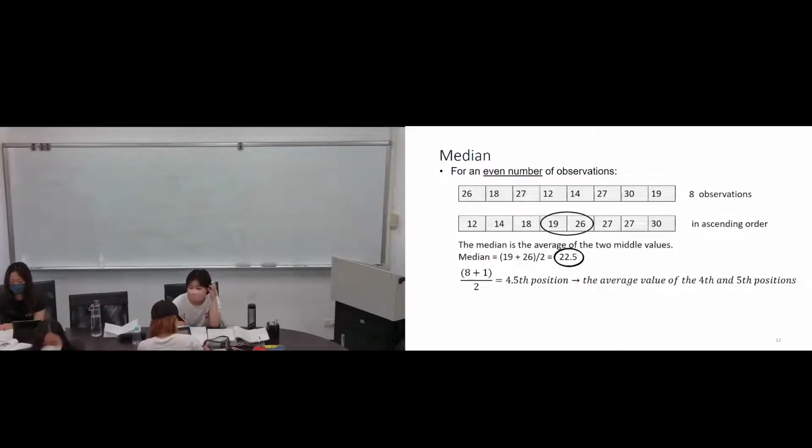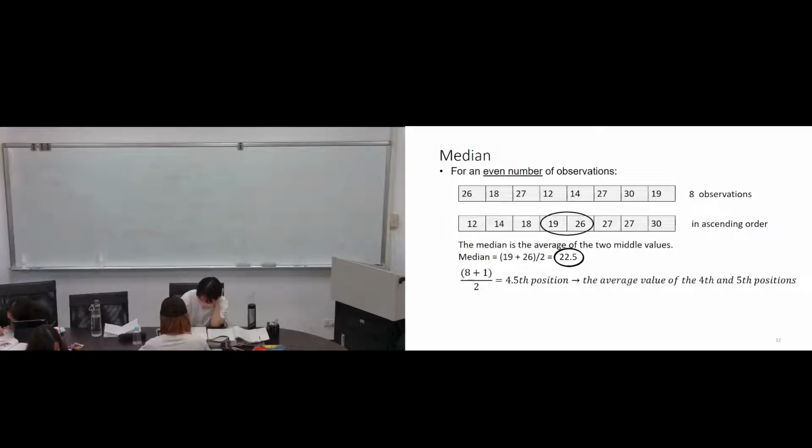How about an even number of observations? Say 8 observations. 8 plus 1 divided by 2 is 4.5, so it is a value between the 4th and the 5th. We should find the 4th value and the 5th value, and then find the average of these 2 values.